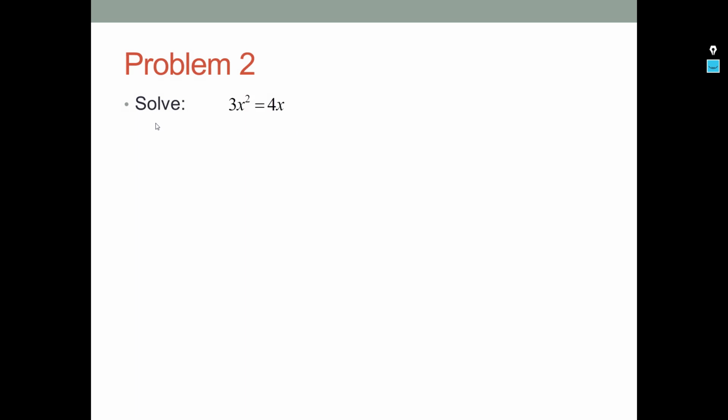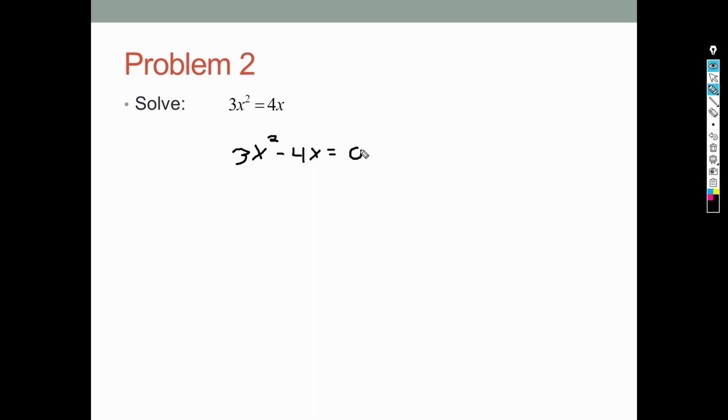So this one is again an equation. 3x squared is equal to 4x. You want to solve for x. So this is a quadratic equation. To solve a quadratic equation, we make one side 0. So here I subtract 4x from this side. That gives me 0. And then I subtract it from the other side. Get 3x squared minus 4x equals 0 then.